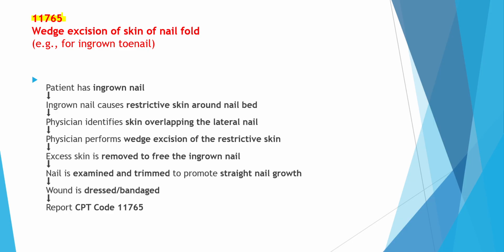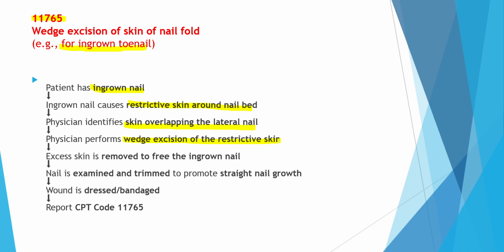Next we have CPT 11765. 11765 is for wedge excision of the skin of the nail fold. This patient is present with an ingrown toenail. The ingrown nail causes restrictive skin around the nail bed. Next, the physician will identify skin overlapping the lateral nail, and he will perform a wedge excision of the restrictive skin.